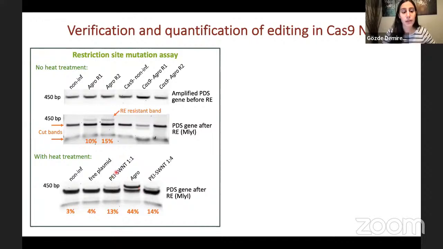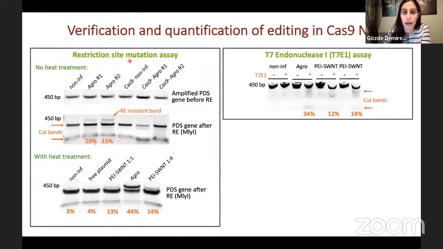And in this case, we included our carbon nanotube samples as well. We saw that there is a faint band at the top. This corresponds to 13 to 14% editing in the carbon nanotube samples. So this is how we quantified using the restriction site mutation assay.